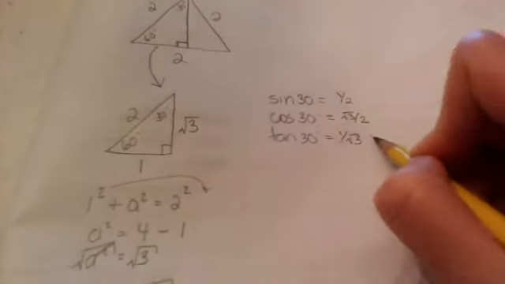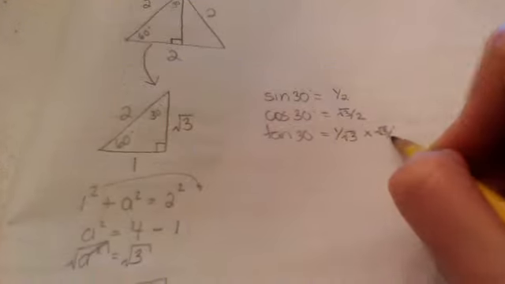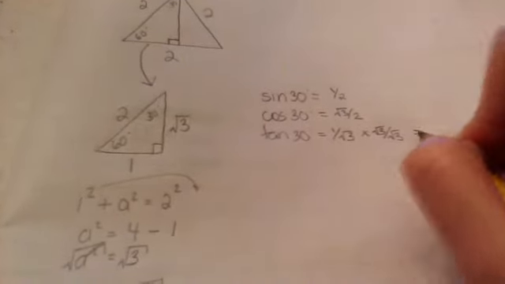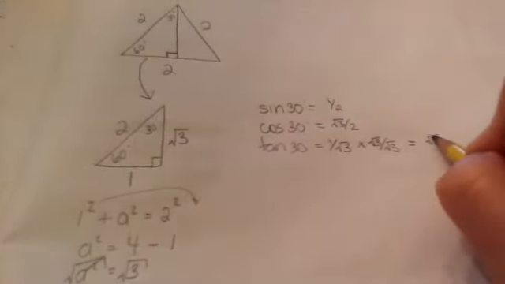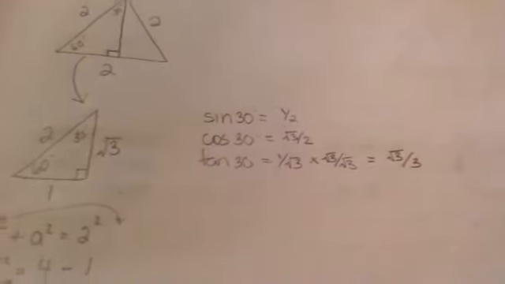Now I'm going to rationalize just like I did in the other video. Multiply both sides by root 3 over root 3. So we can express this answer as root 3 over 3.